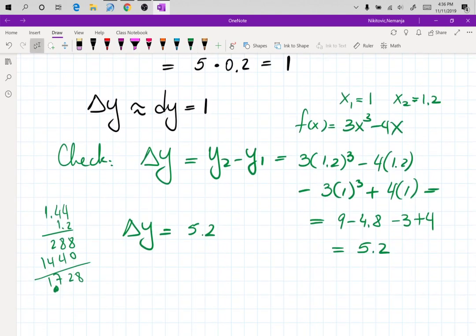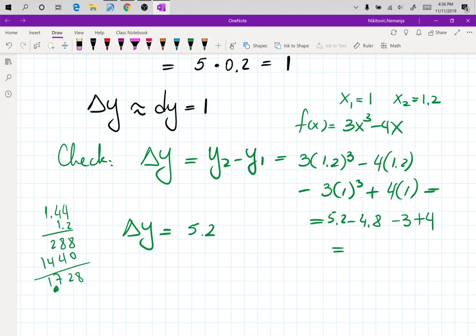Something is terribly wrong. Oh, I did 3 times 3 instead of 1.2 cubed. There we go. And then times 3. So this is 5.2. Over here, 5.2. That's the mistake.